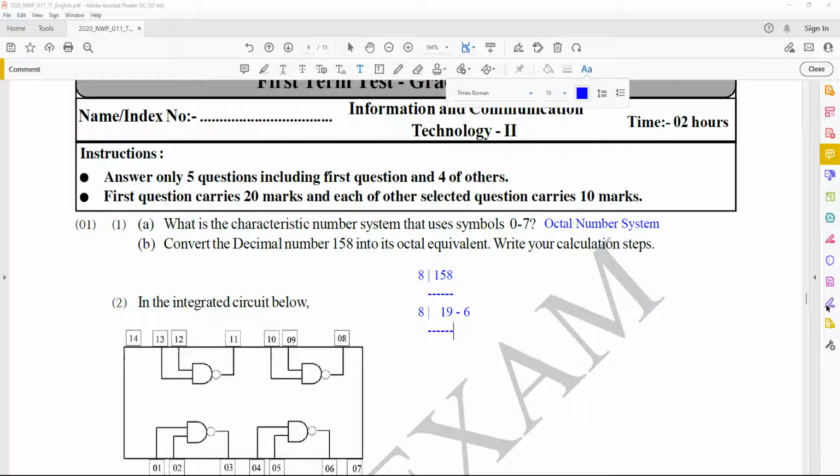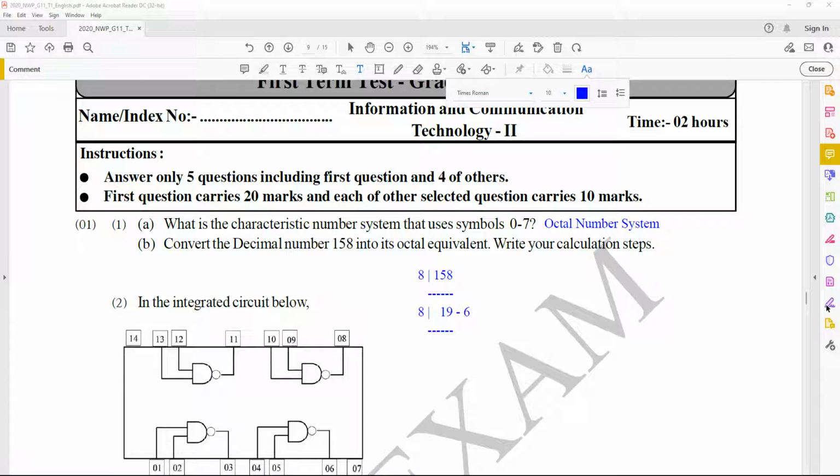So this is 2020 Northwestern Province grade 11 first term paper. We are discussing question number 1 part A. The first question asks, what is the characteristic number system that uses symbol 0 to 7? So 0 to 7 means there are 8 different symbols, so which means it's an octal number system.